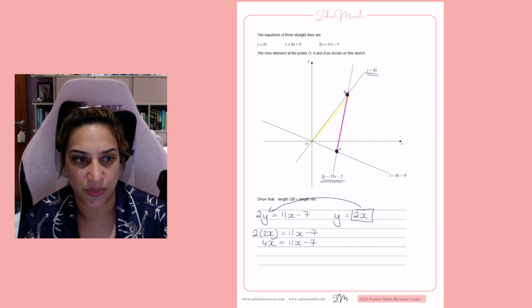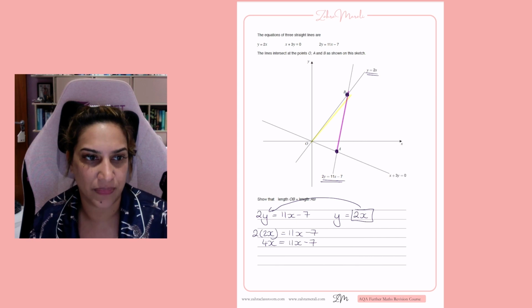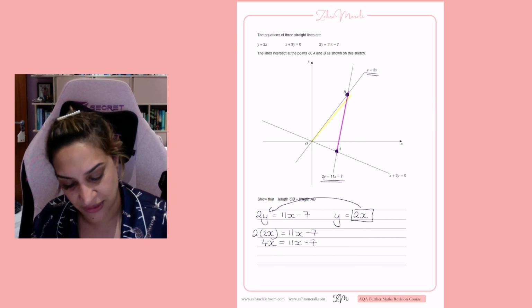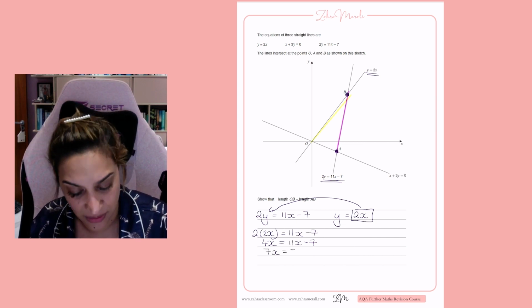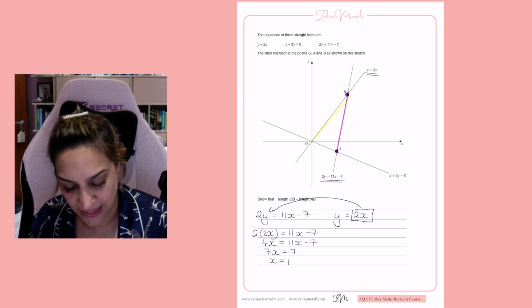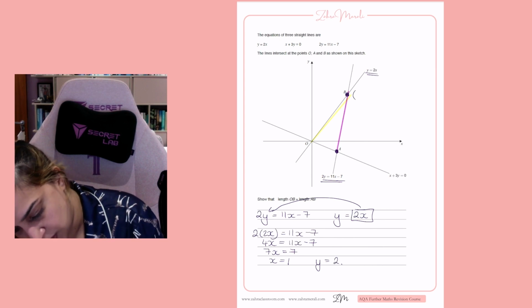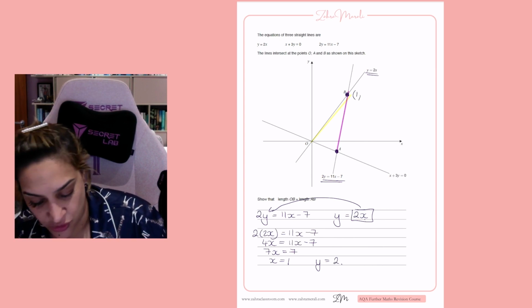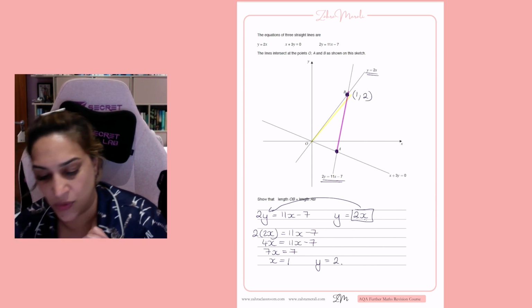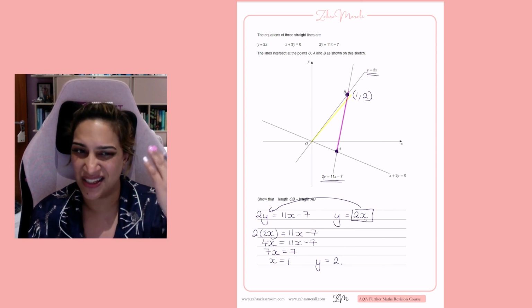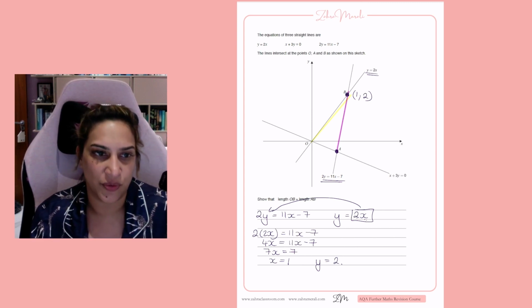So we end up with 7x equals 7. So x is 1. Now if x is 1, y must be 2. So we know this coordinate here is (1, 2), which makes sense. It's in the positive axes, so we're all good here.